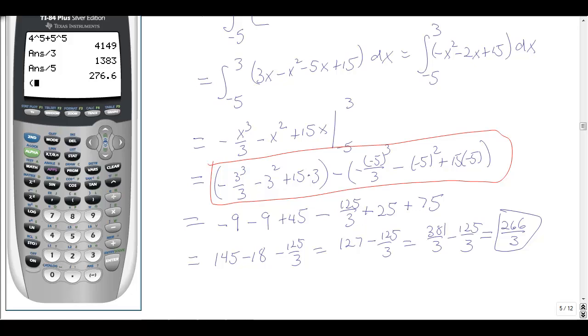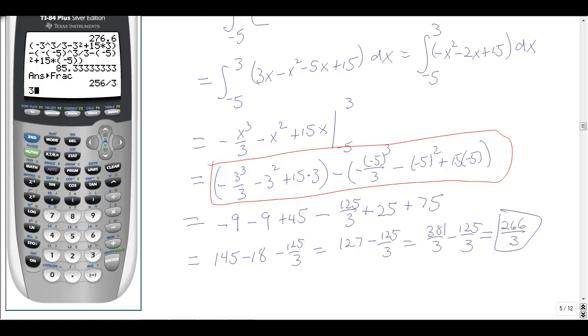We get a new parentheses, -3 to the third divided by 3 minus 3 squared plus 15 times 3, minus, we have a -5 to the third divided by 3 minus, I guess it's -5 squared. Sometimes I just do the 5 squared, seeing the negative would cancel. Plus 15 times -5. Close parenthesis, close other parenthesis, hit enter. I get that, and then I could go math to a fraction. Spits out the 256 thirds.